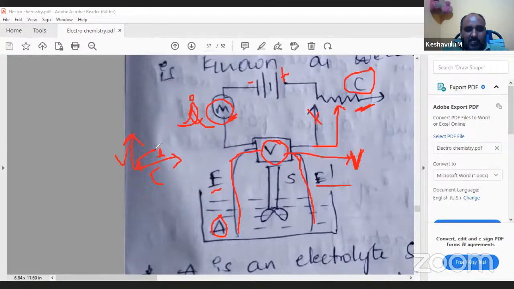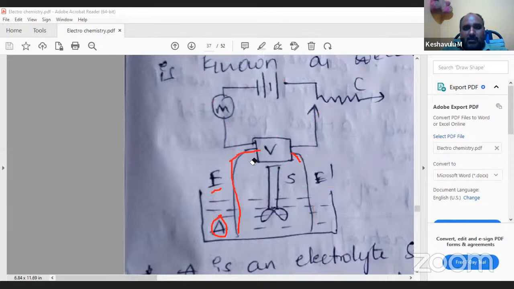After some time, as we increase the current, the voltage suddenly increases. Where the voltage suddenly increases, that we call the decomposition potential. At a particular current, the voltage suddenly increases, right? So that potential, where the sudden increase in potential occurs, we call the decomposition potential.